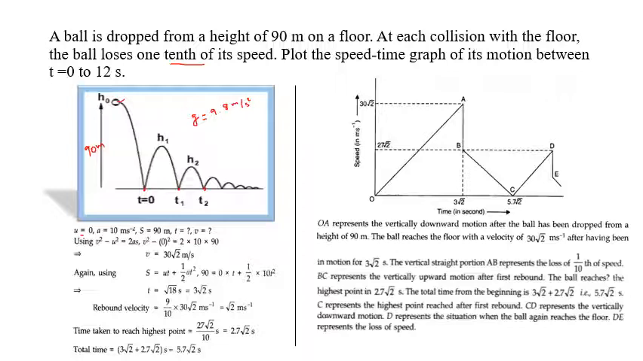And what is the distance? 90 meters. Height is 90 meters, and we need to calculate the time period and the final velocity. So use the third equation, v squared minus u squared equal to 2as. Substitute all those given values. You can calculate the final velocity. v will be 30 root 2 meter per second. So this is your final velocity.